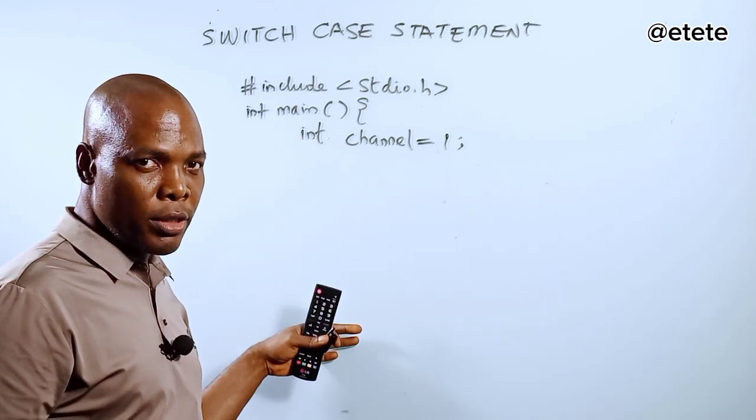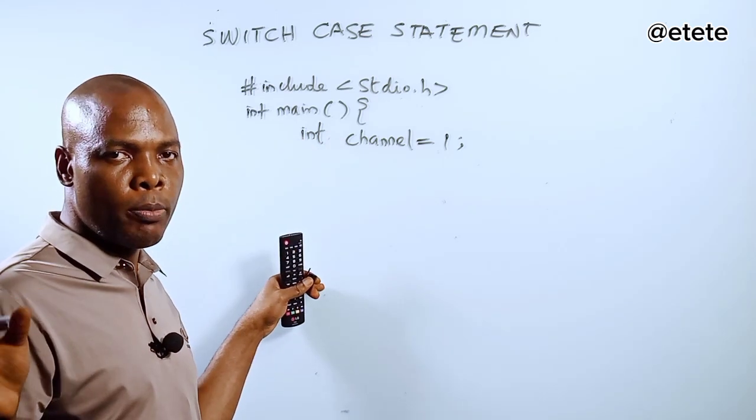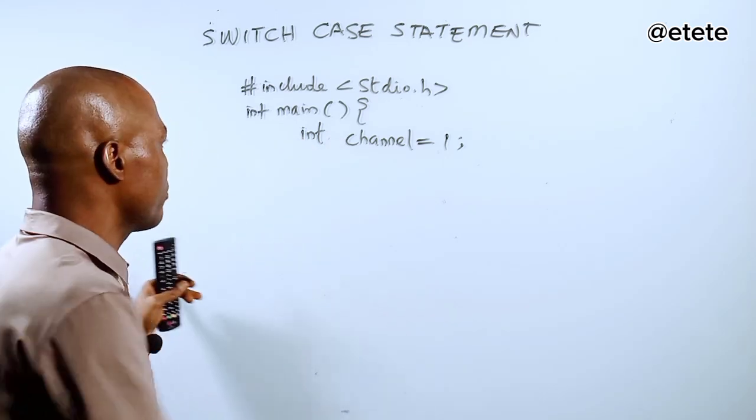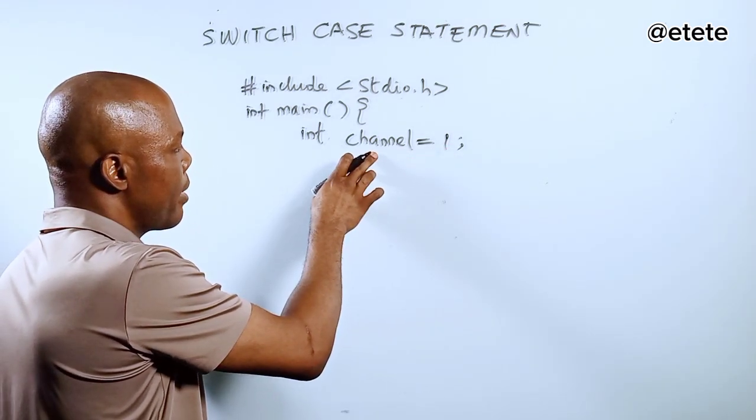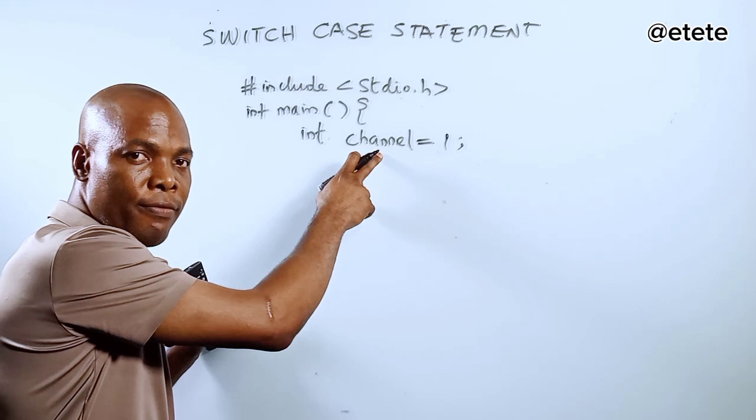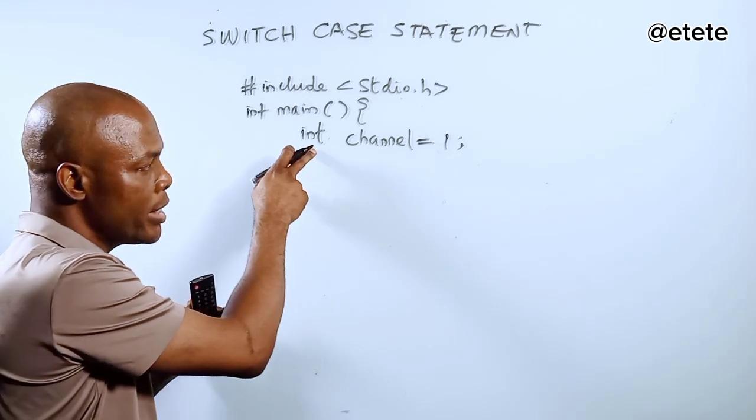But because of the board, I'm not going to do that. But in the code block, I'm going to demonstrate that for you to see. So here, I'm just going to assign a default value to my variable, which is channel, created as an integer.